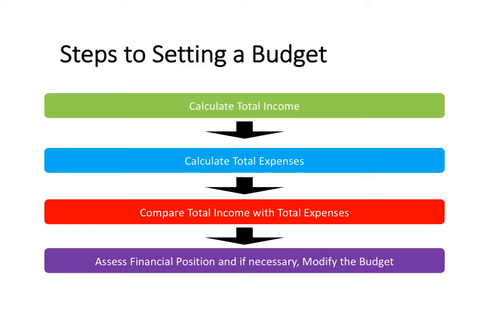If you have a deficit and you don't want to be spending more money than what you are earning, you then go back and modify the budget till you decrease your spending. So they're the 4 steps you need to follow when setting a budget.